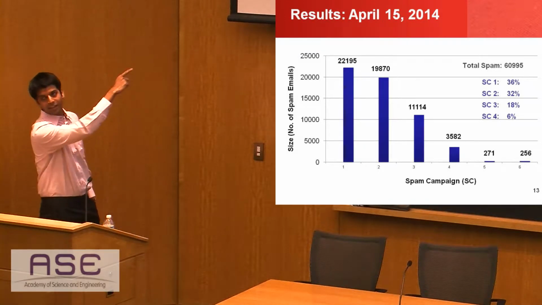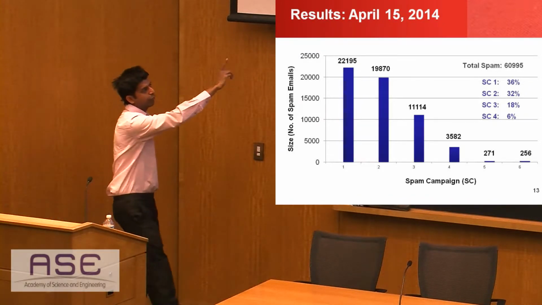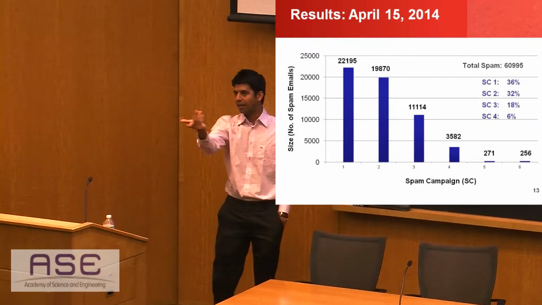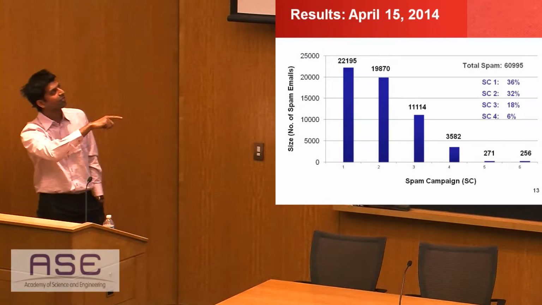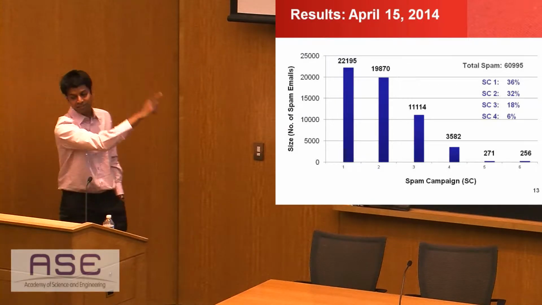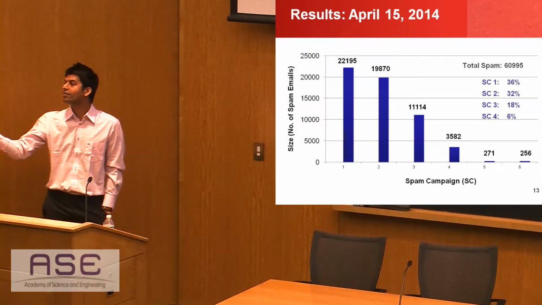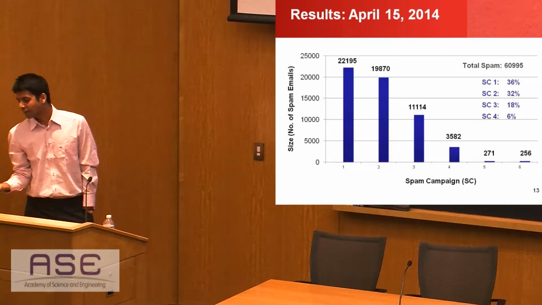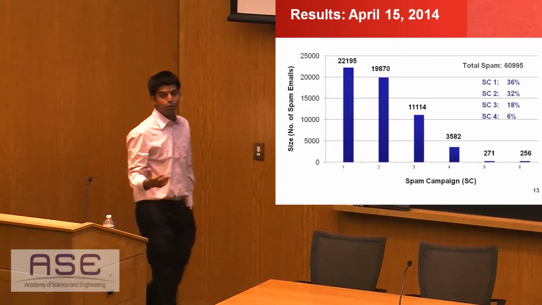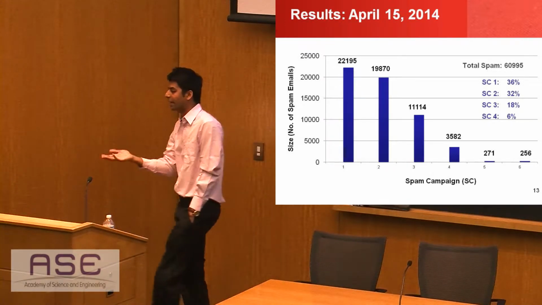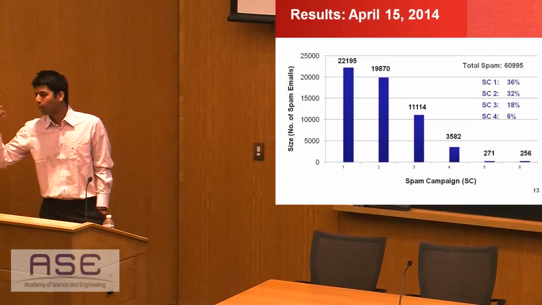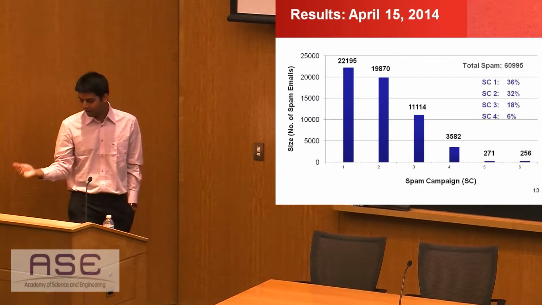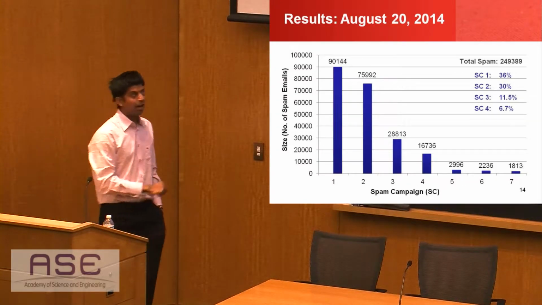So here is the result based on data of April 15. These are the number of clusters. We are saying we have 1, 2, 3, 4, 6 clusters. I didn't include the rest of them because if you look into the graph, the first one contains almost 36% of the spam email out of 60,000 spam emails, right? And the second cluster has 32%. The third cluster has 18%. So out of this, we can easily say that yes, these are the 4 major campaigns sending the spam emails. Similarly, we observe the same result in the August 20 data.